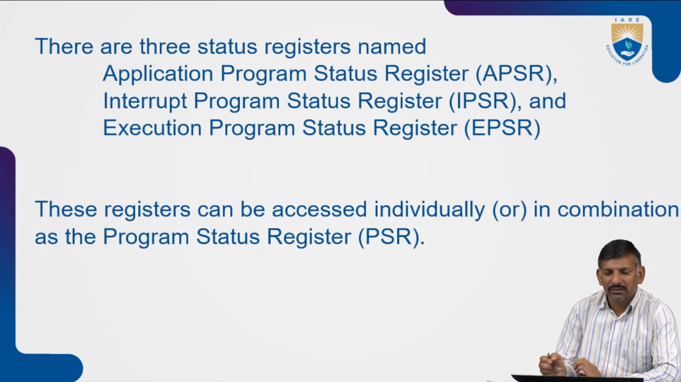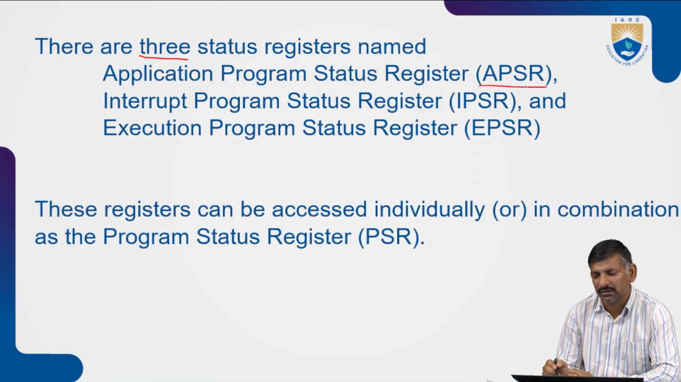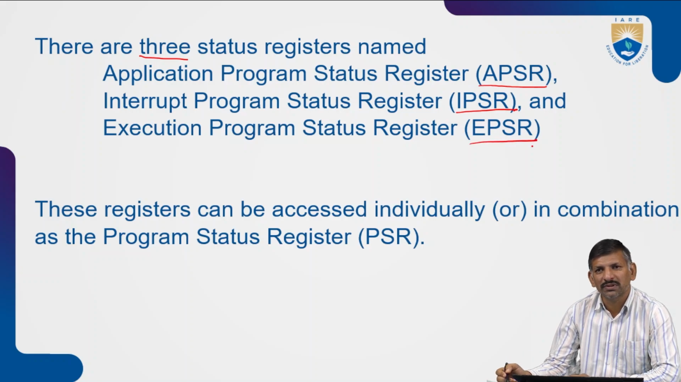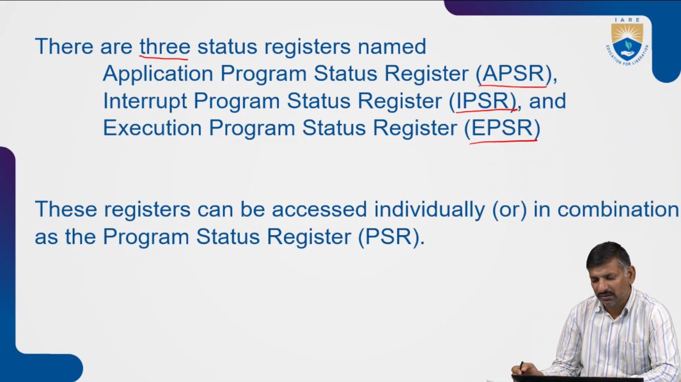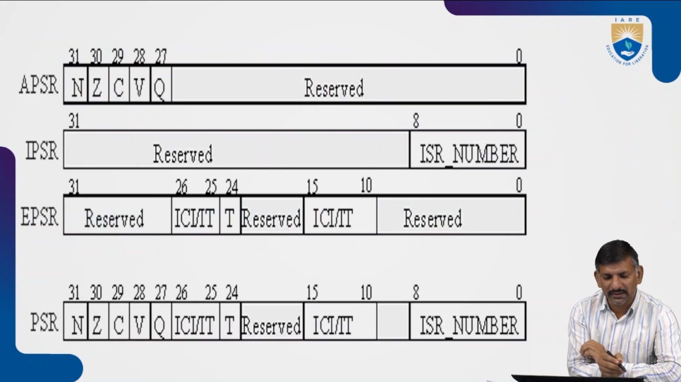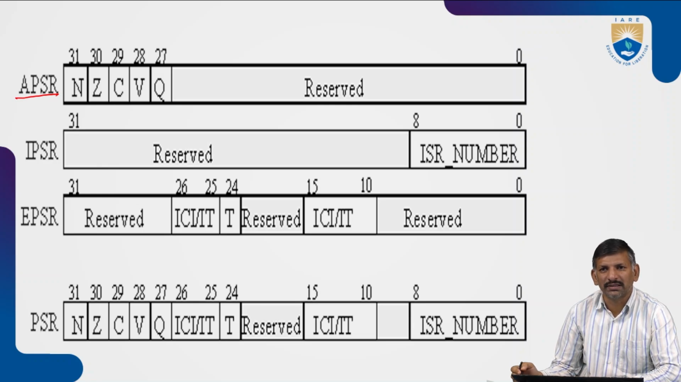So there are 3 status registers. Those are the application program status register, interrupt program status register, and execution program status register. These are accessed individually or in combination as the program status register. We will check it once. First one is the application program status register.